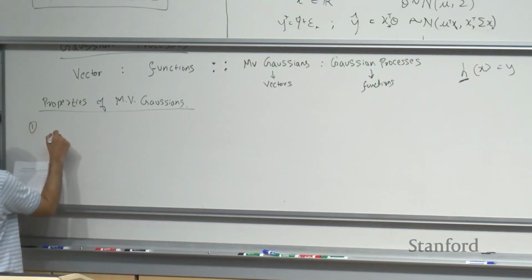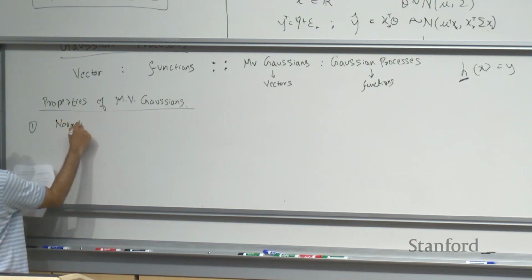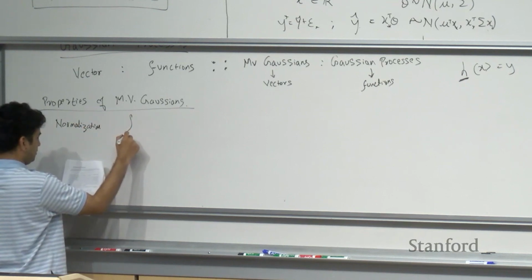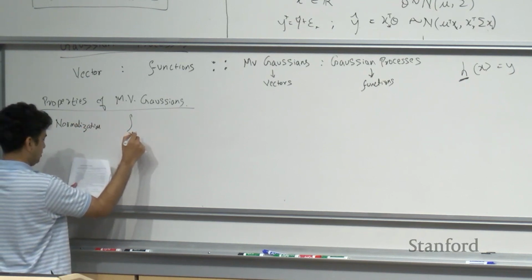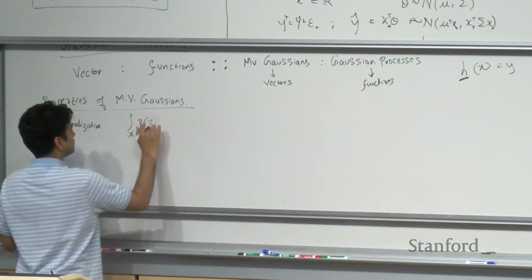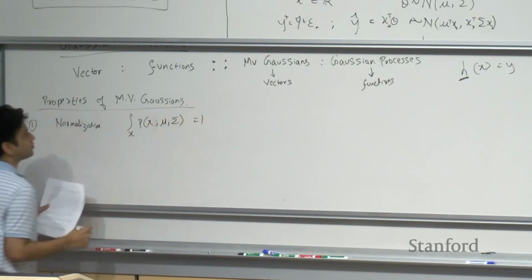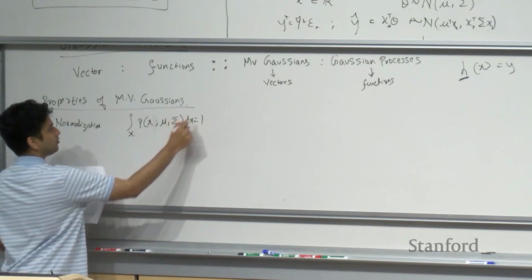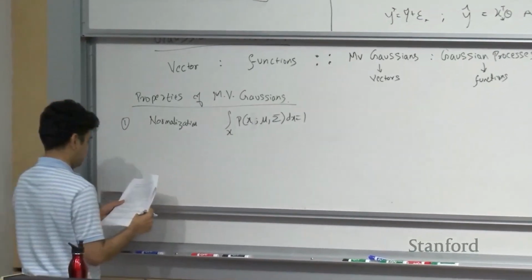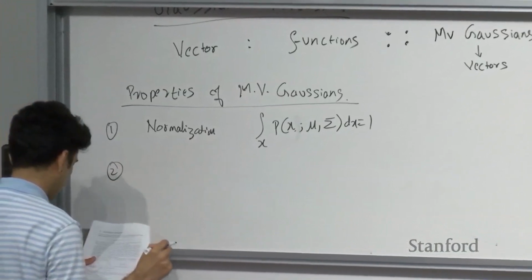First property of Gaussians is normalization. That is, the integral with respect to x of p of x given mu, sigma is equal to 1, where we are integrating over the full vector space. So if you integrate out everything, you get 1. And this is just a fact of probability.